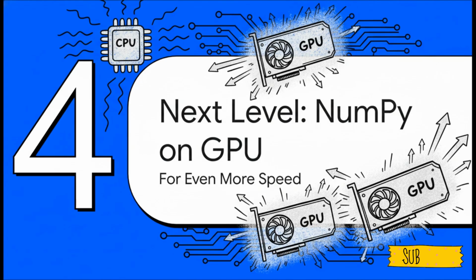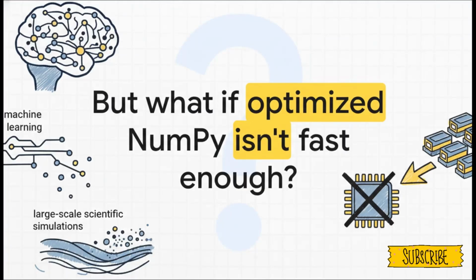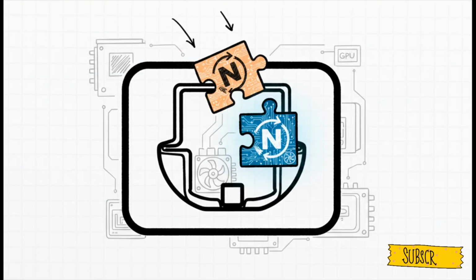We've squeezed a whole lot of performance out of the CPU, but for the really, really demanding jobs, we can take all these ideas to a completely different piece of hardware. So what happens when you're dealing with truly massive data sets? We're talking machine learning, deep learning, huge scientific simulations, a point where even the most optimized NumPy code on a CPU just can't keep up? What's the next step? Well, say hello to CuPy. It's this amazing library that basically mirrors the NumPy API, but it runs all of its calculations on your GPU.